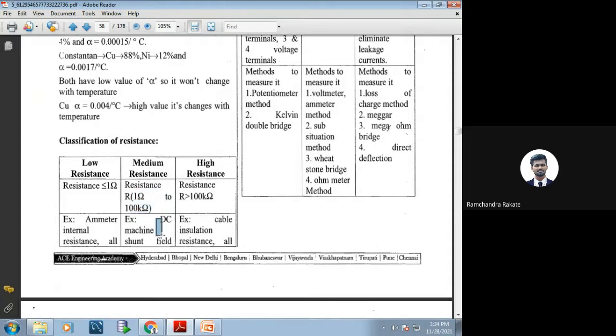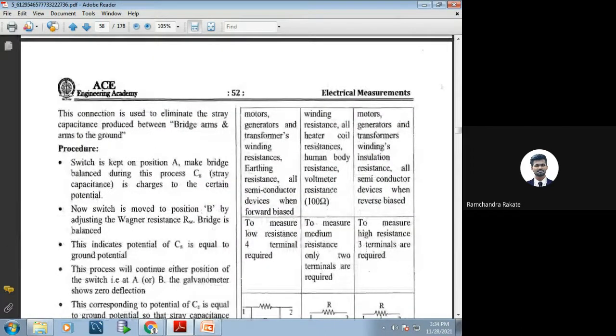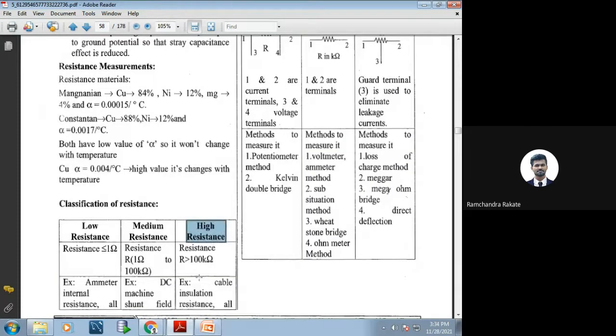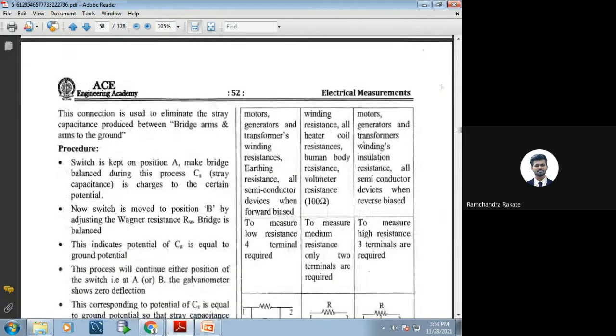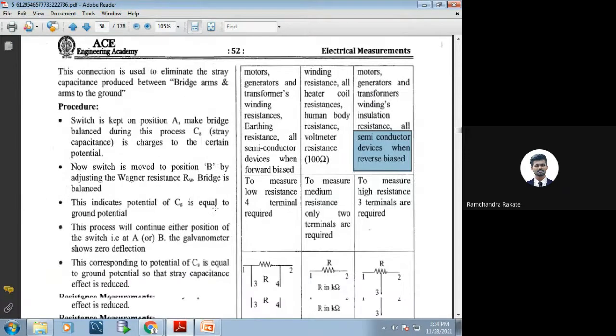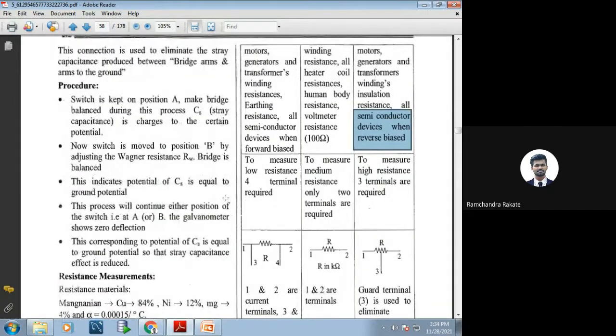So DC machine shunt field winding, all types of heater coils, and the human body, as I've just said, human body resistance, which is around 600 ohm to 1 kilo ohm, and voltmeter resistance, these belong to the medium category. And when we talk about high resistance, the first example in practice is cable insulation resistance, for which we use a megger. Apart from that, we have transformer winding insulation resistance, and semiconductor devices in reverse bias. In reverse bias we have a high value of resistance, correct?